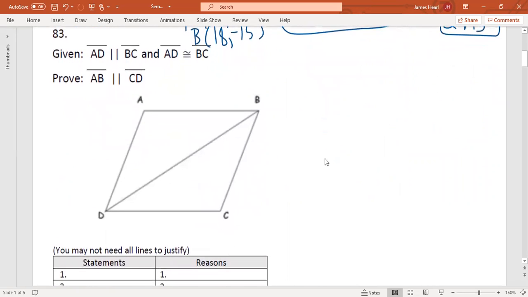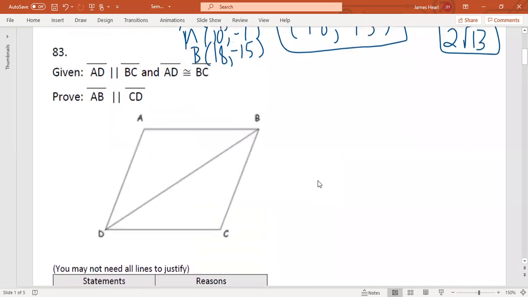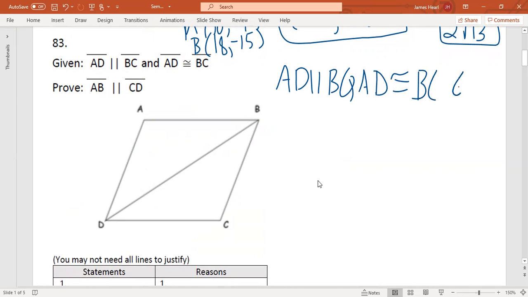All right, for 83, the statements and reasons are down here in the table, but I don't want to keep scrolling back and forth on you guys as you're watching this. So we're just going to write the proof off to the side here. We are given the fact that AD is parallel to BC, and that AD is congruent to BC, true facts because they were given. And based off of that, our task is to prove that the top and the bottom also have to be parallel.